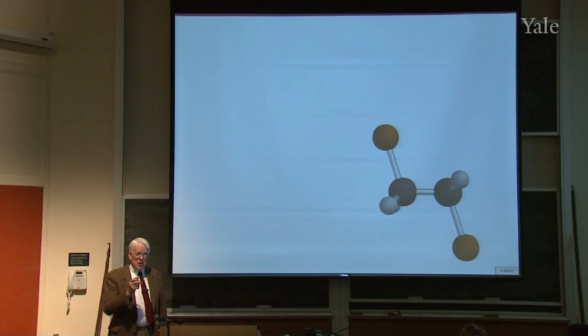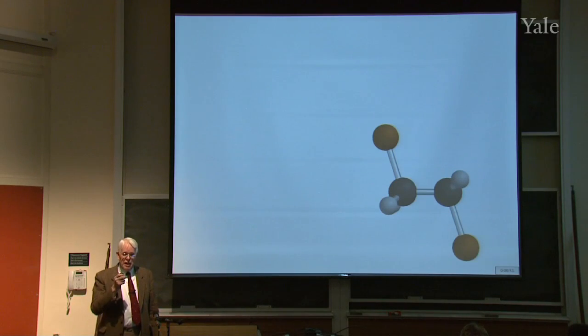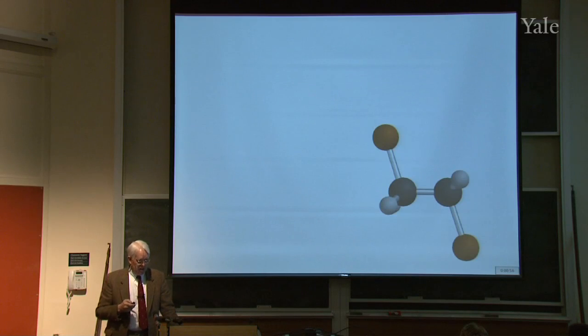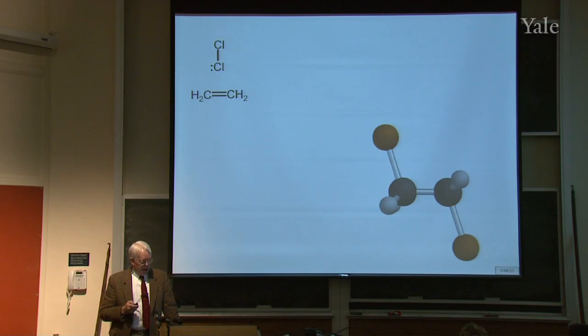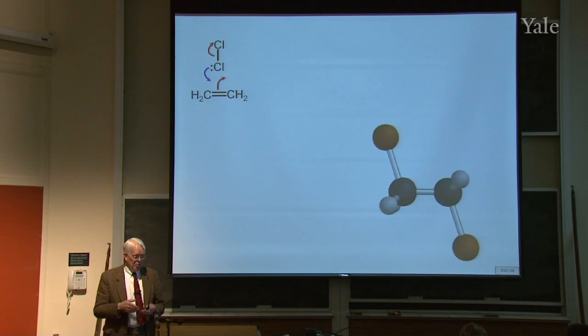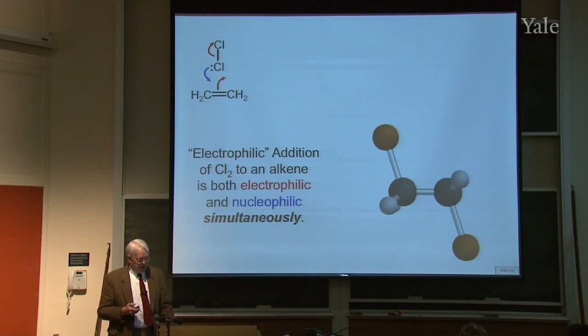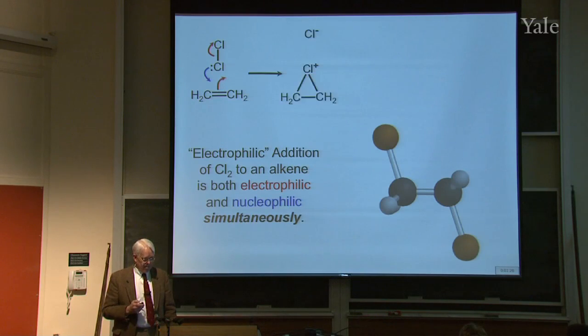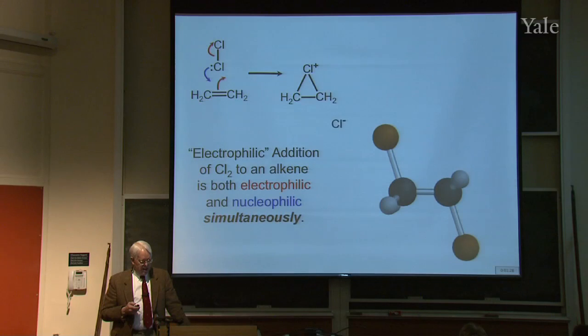But the interesting thing is that the first step involved both nucleophilic and electrophilic activity of the chlorine. So we could draw it again here. That first step makes two bonds of the three-membered ring while it breaks the chlorine-chlorine bond. The red is what you normally think of as an electrophile attacking the double bond, but the blue is a nucleophile attacking. So it's an electrophilic addition of Cl2 to an alkene that's both electrophilic and nucleophilic simultaneously, which generates this so-called chloronium ion, this three-membered ring intermediate, which then undergoes an SN2 reaction to open up and give the product.